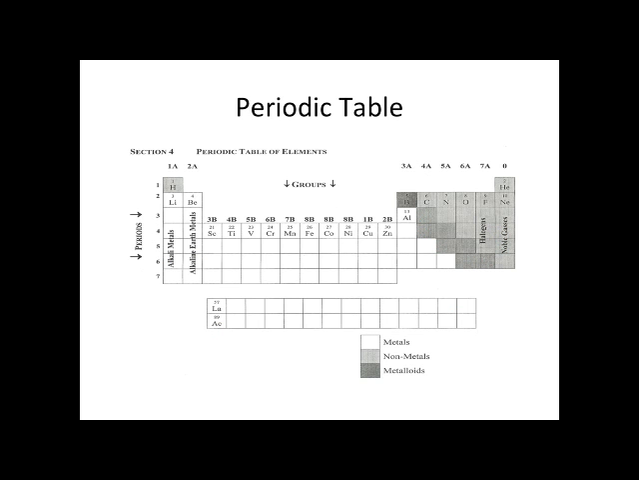So if we look at the periodic table here, we can see each group has a label above it: 1A, 2A, 3A, 4A, 5A, 6A, 7A. They have 0 over the noble gases. Sometimes it's called 8, sometimes it's called 18. Depends on the periodic table you're looking at. You can see on the left side are the periods 1 through 7.